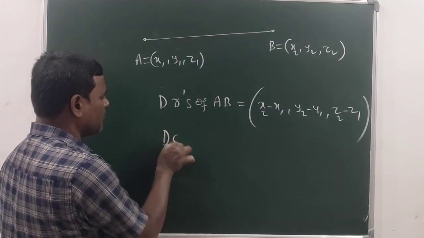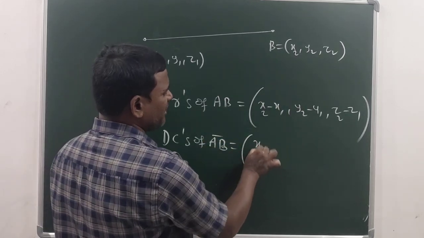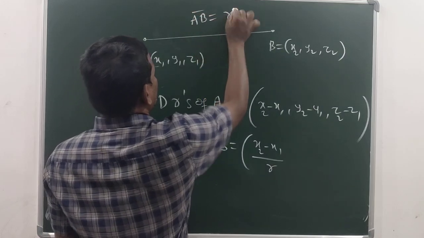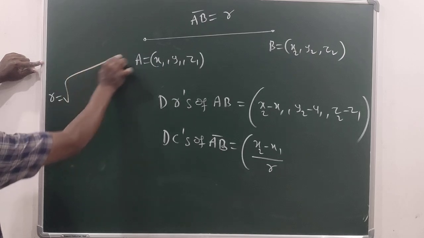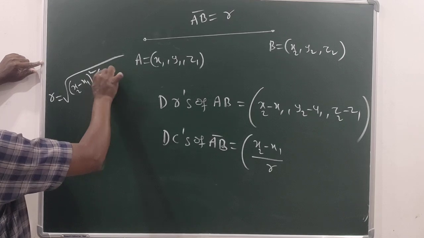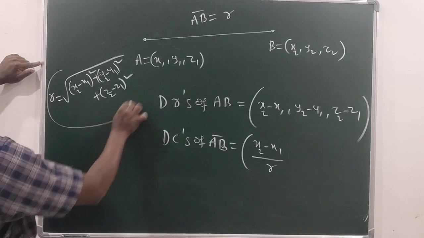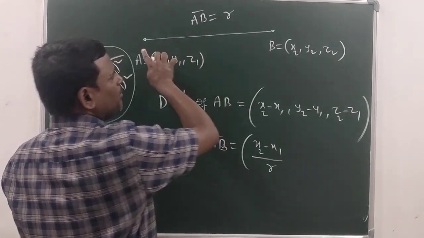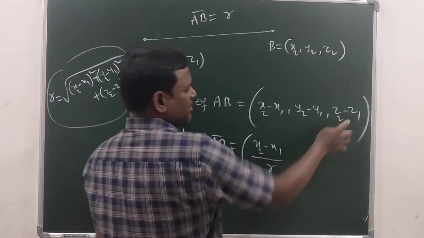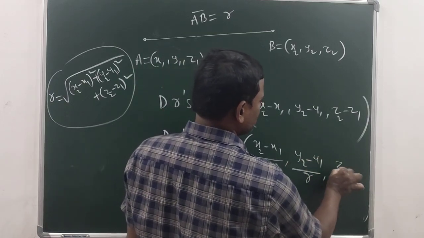And to find DCs of AB, you would have to divide this difference by R. R means the distance between A and B. Now prepare R aside. You know how to find the distance between AB: difference of x coordinate whole square plus difference of y coordinate whole square plus difference of z coordinate whole square, under root. Use this formula and get the distance between AB, and divide these three by that result R, so that you will get the direction cosines of that line.